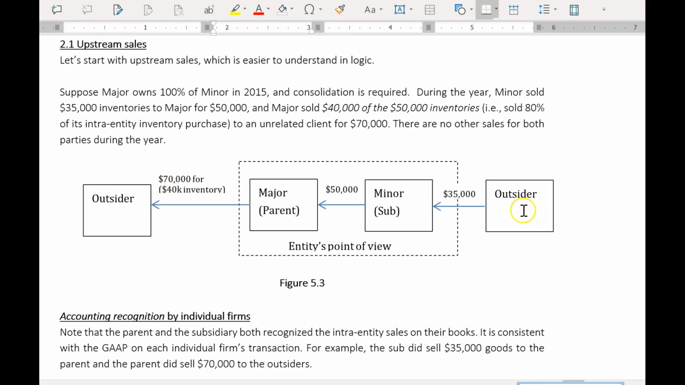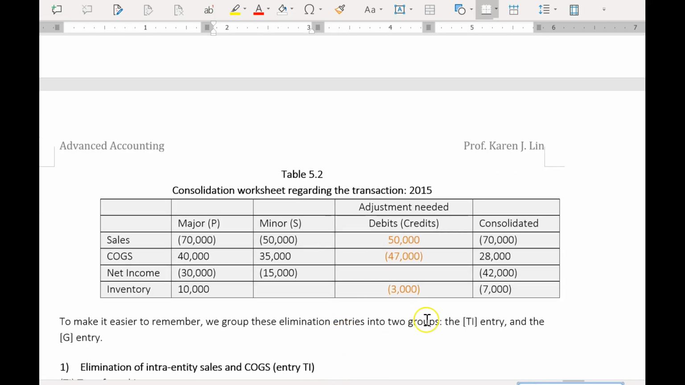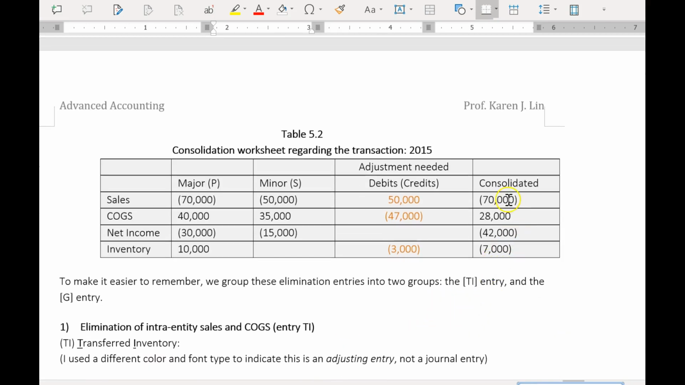What is the cost of goods sold of this entity from the point of view of the entity? It is the 35K, but the parent didn't sell 100% to outsiders, only 80%, right? 80% out of the 50K. So the cost of goods sold to this whole entity is basically 80% of the 35K. Okay, you need to think in terms of the box. So the total sales for the entity is 70K. The cost of goods sold is 28K, which is 80% of 35K. The net income impact, 70 minus 28, is 42K.